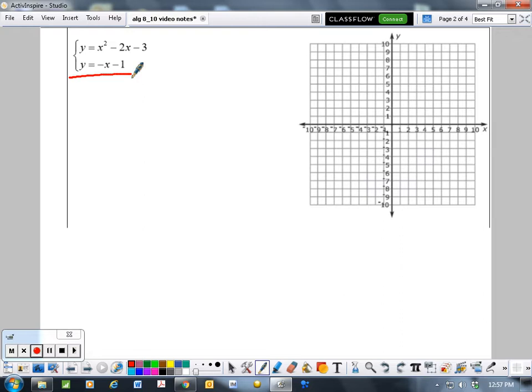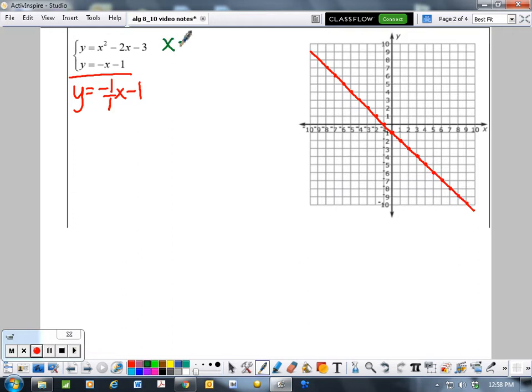Here's our equation for our line. So y equals negative 1 over 1, x minus 1. So I start at negative 1. My slope is negative 1 over 1, so down 1, right 1. Up 1, left 1. So there's our line.